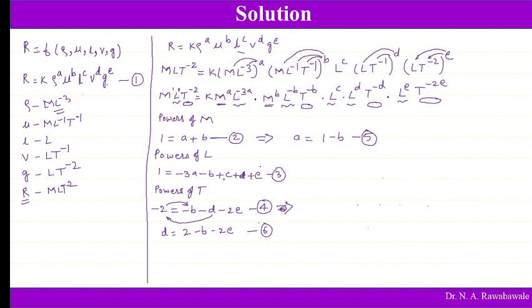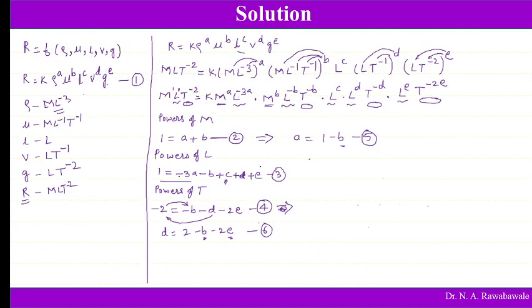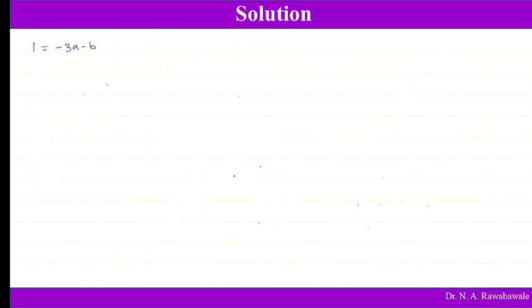Now this equation where c is written is to be taken in terms of b and e. So we are converting all these unknowns in terms of b and e. Here a is already converted in terms of b, and here d is converted in terms of b and e. Now this is the equation that we have to use. We take this equation as it is: 1 is equal to minus 3a minus b plus c plus d plus e.